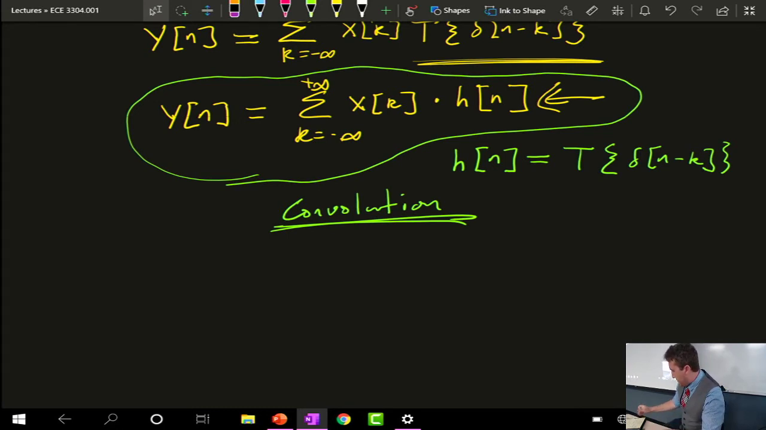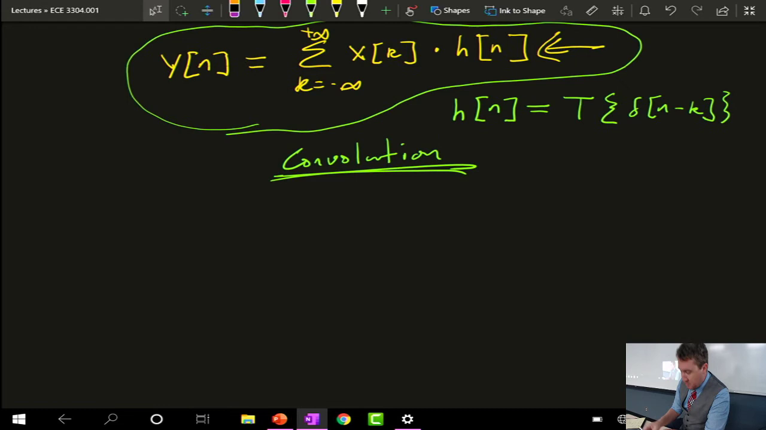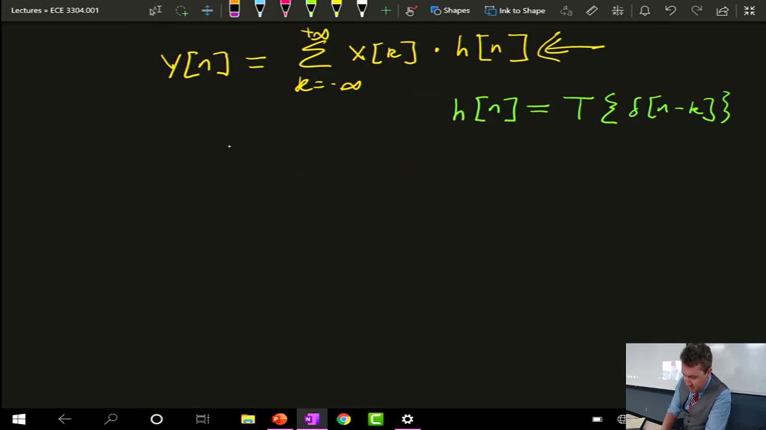Oh, actually, I'm not quite done. I forgot one step. That was the linear part. The time invariance gives us an extra bit. It's not convolution yet. I lied. Spoiler.